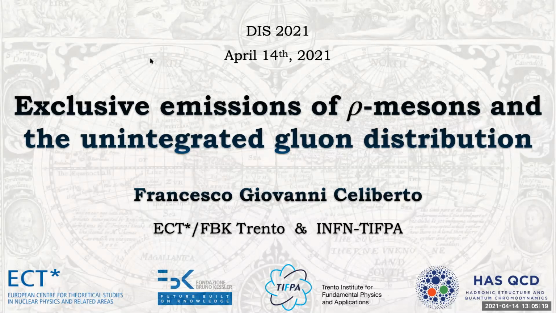Before starting, I would like to thank the organizers of this nice conference, who are also the conveners of this session, for giving me the possibility to discuss and present results on exclusive emission of rho-mesons as a discriminator for different models of the unintegrated gluon distribution, and more in general as a tool to access hadronic structure at small x.